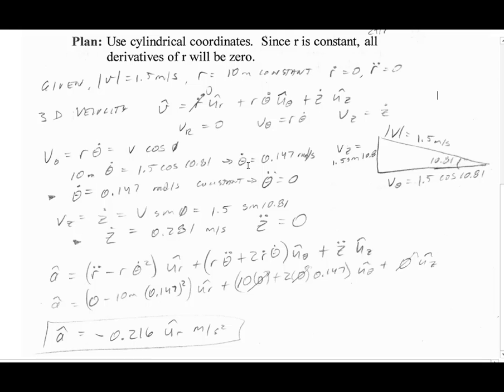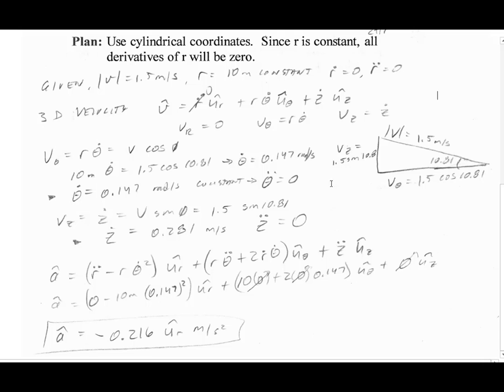So we can solve this for theta dot, 0.147 radians per second. And since the velocity is constant, our theta dot is constant. We don't need to take the derivative of a function. If v were changing as a function of theta, then we would need to take the derivative.